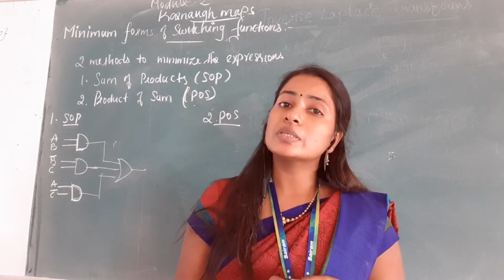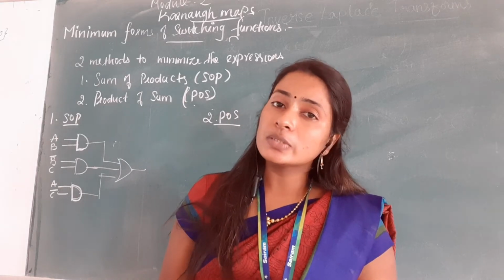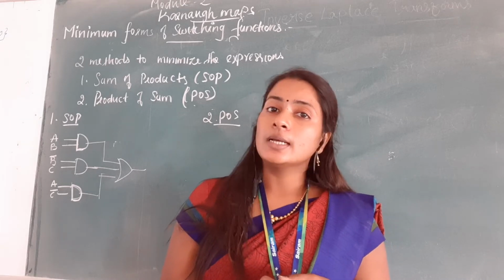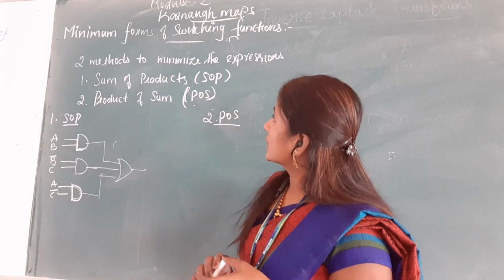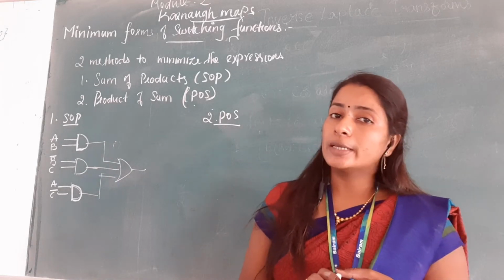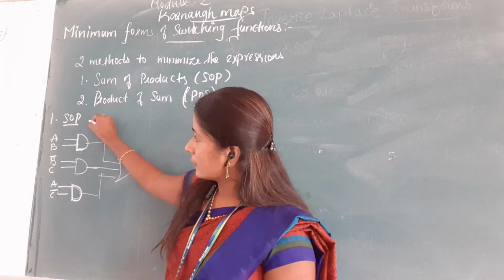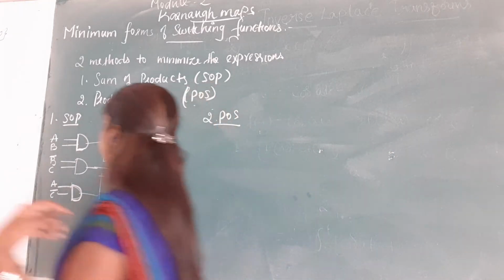This Karnaugh map is used in the simplification of digital circuits. So by using that we can minimize the expression. There are two methods to minimize the expression. Sum of product, also called SOP, and product of sum, also called POS. You can see here the first one, SOP, sum of product.